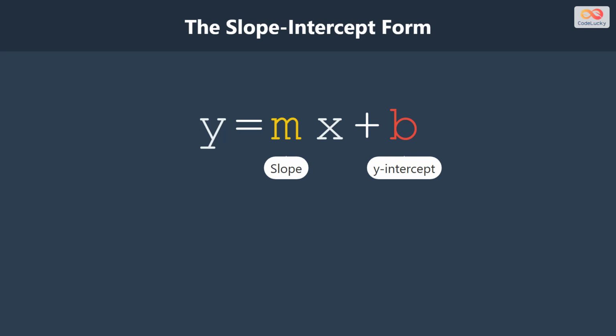First, let's look at the formula itself. This is called the slope-intercept form. y = mx + b. It is the most common way to write linear equations because it gives us two key pieces of information directly: the slope, represented by m, and the y-intercept, represented by b.